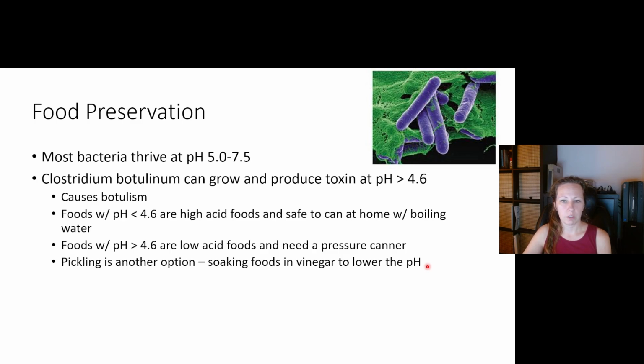Another option that you could do in place of this is pickling. So like a cucumber, that is not a high acid food, but you pickle it and you lower the pH. Well, now you don't have to put it in a pressure canner, right? Because now the pH is low enough that that Clostridium botulinum spore cannot grow.